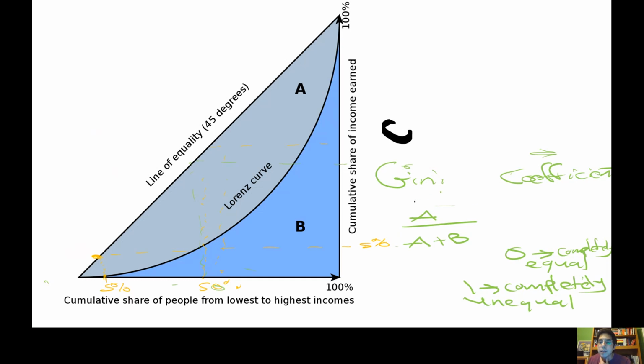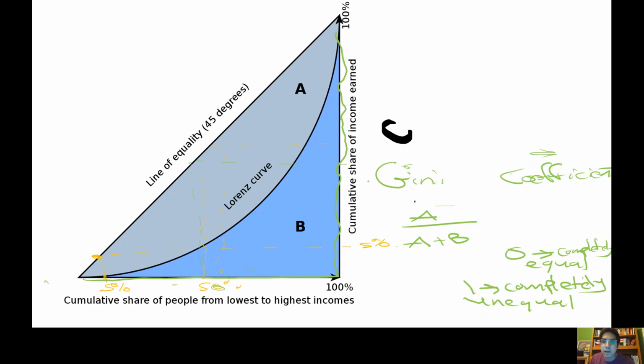So 0 represents a completely equal distribution, and the closer the Gini coefficient is to 0, the more equal the income distribution is in that society. And then finally, 1 represents a scenario in which nobody has income except the very, very last person, who has all of the wealth, right? And we can see that that's a scenario in which A, the area beneath the line of perfect equality and above the Lorenz curve, is essentially the same as the area of A plus B, right?